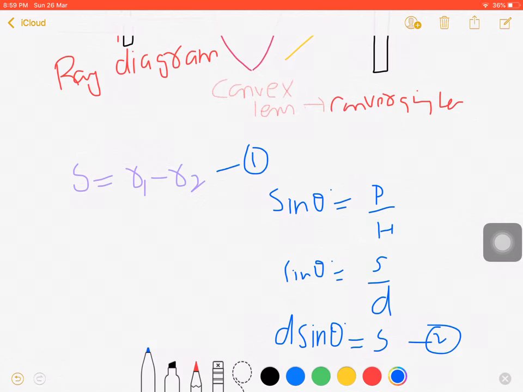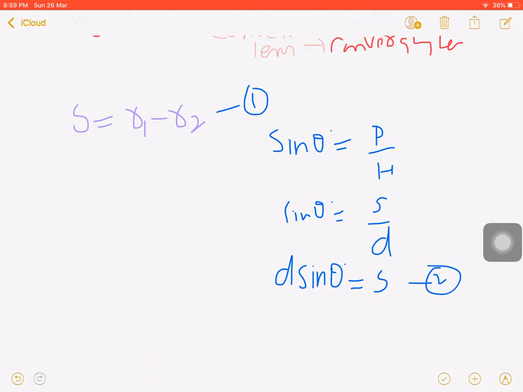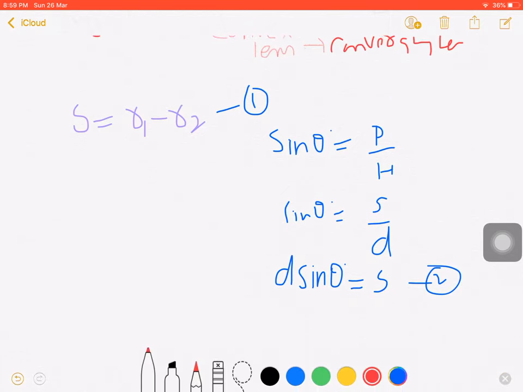Let's combine these both equations, and then D sine theta is equal to R1 minus R2. We know that the formula of the constructive interference is D sine theta equals n lambda.